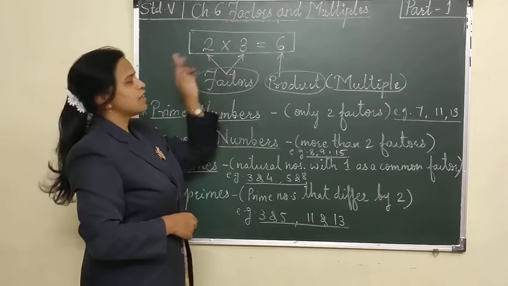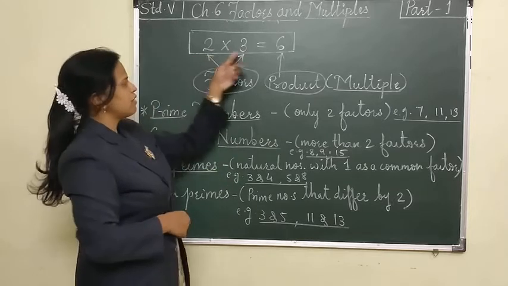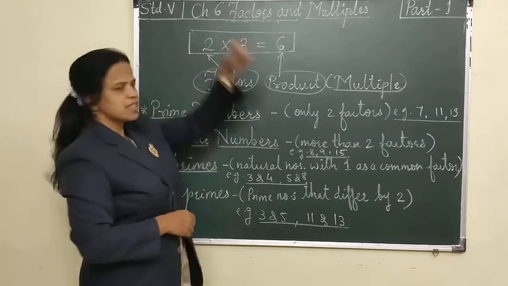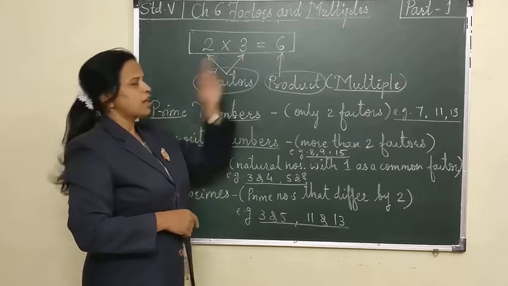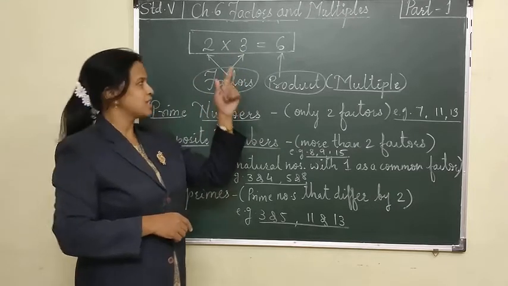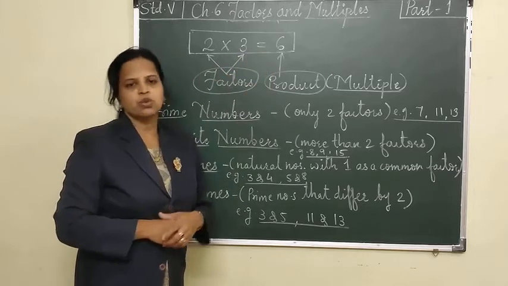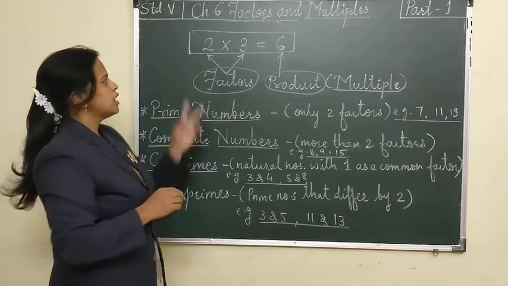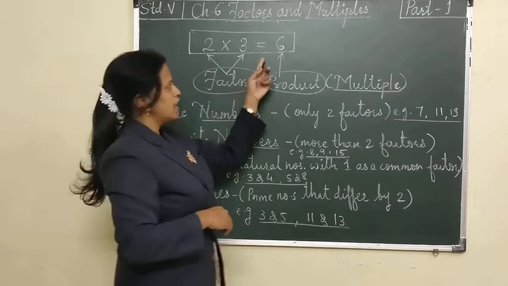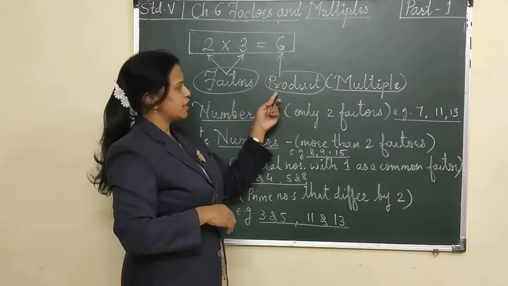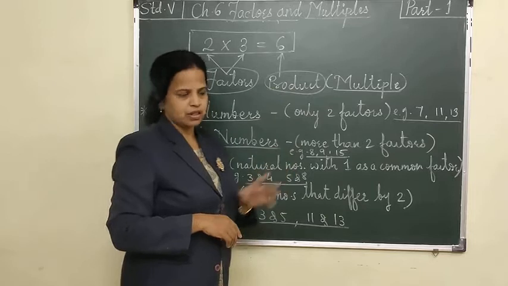How? If I count the table of 2, it is one number multiplied by another: 2 3s are 6, so 6 is a multiple of 2. And if I count the table of 3, 3 2s are 6, so it is a multiple of 3 also. Do you understand what I am saying? So 2 and 3, these two are called the factors, and the answer or product which we get is called the multiple.